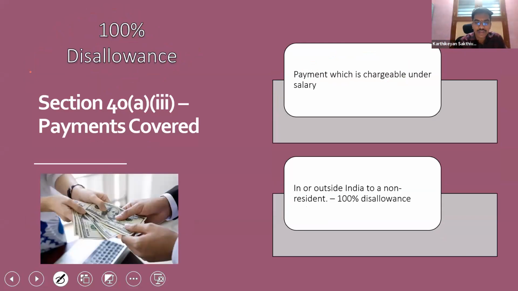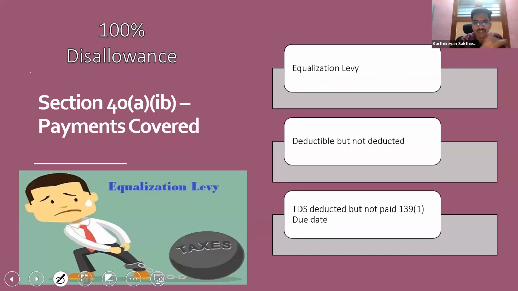Okay. So next is 48III. This is for salary payment. If payment is in or outside India, it will be 100% disallowance. So those things are not that important. Next is 40AIB. If equalization levy is required to be deducted, but it is not. Equalization levy is similar to TDS.